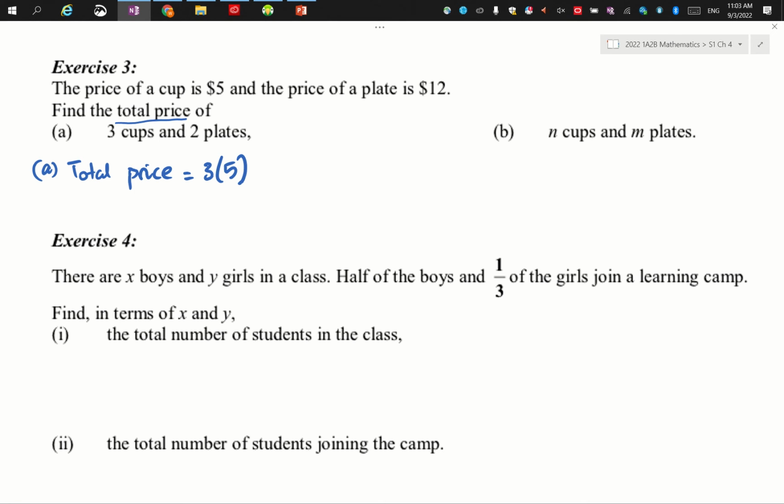Then what else do we have? 2 plates. 1 plate, $12. 2 plates how much? 12 times 2, 2 times 12, same, right? Okay. Plus or minus or times or divide? Plus. Plus 2 times of 12. Okay, then we can use our calculator already with a dollar sign. 15 plus 24. 15 plus 24, we get $39.